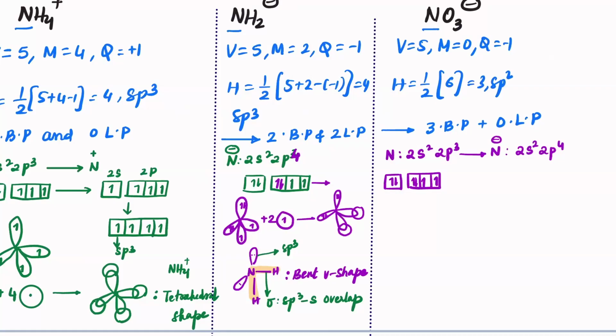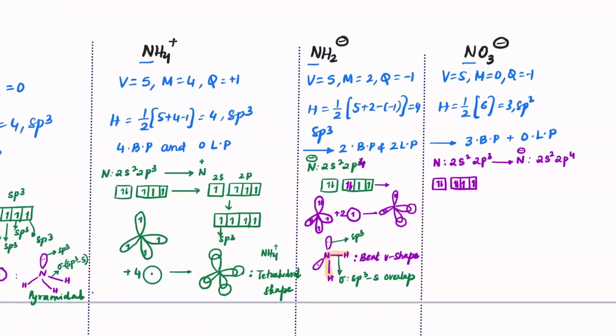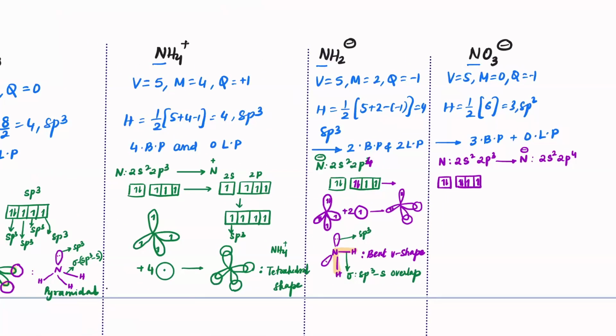Yeah, so I had a question in the NH4 plus. The 2s, why isn't it completely filled? It only has one electron. Because N plus is forming, it means it has lost one electron. So I've removed that from S. Oh, okay.